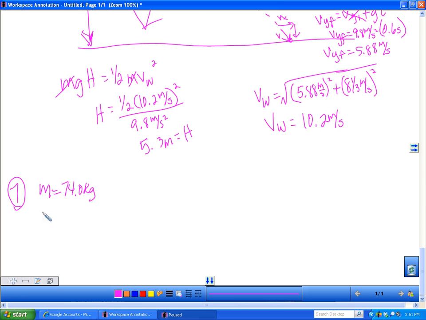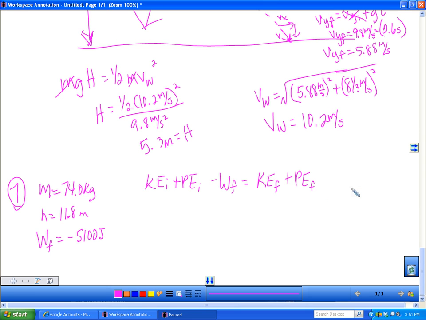His height was 11.8 meters. And the work done by friction was a negative 5,100 joules. So I'm going to say KEI plus PEI minus the work done by friction is equal to KEF plus PEF.